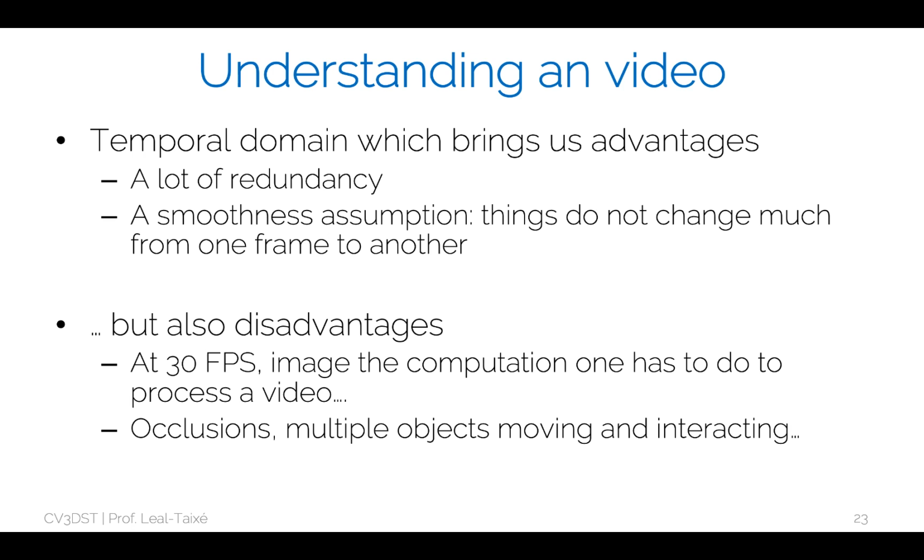So while this temporal domain has quite some advantages, it also has disadvantages. So usually we have a video at 30 frames per second, which means that you have to do all of your computations, all of your detection, segmentation, 30 frames per second. So it takes quite a while. It's quite computationally intensive to actually process a video. And of course, there are all types of occlusions happening. Multiple objects are moving, multiple objects are interacting. So there's a lot of space to actually do research to fully understand a video with all these occlusions and all these objects moving around.